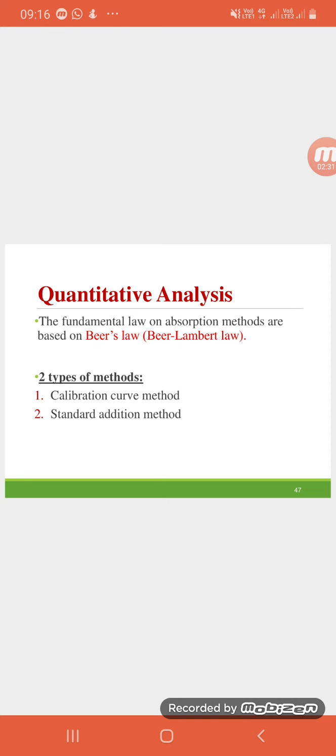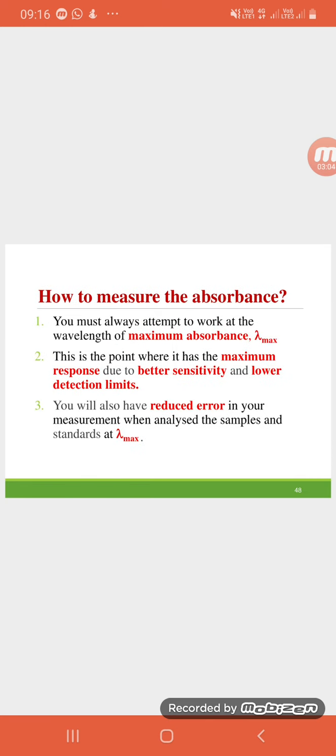Okay, the function of UV visible spectroscopy is to determine the concentration of the sample. So for the quantitative analysis, from the data that we get from the instrument, which is the absorbance, how can we get the concentration value? There are two types of method for quantitative analysis, which include the calibration curve method and also the standard addition method. How to measure the absorbance?